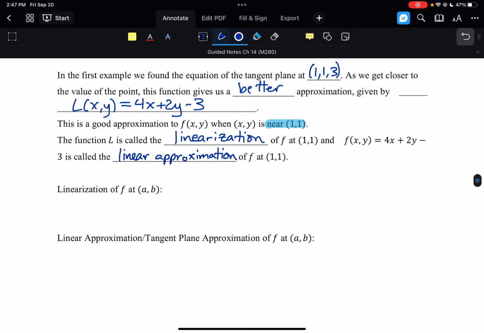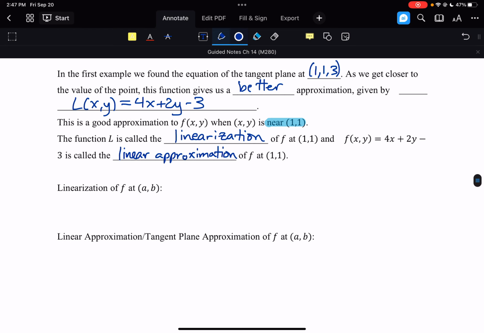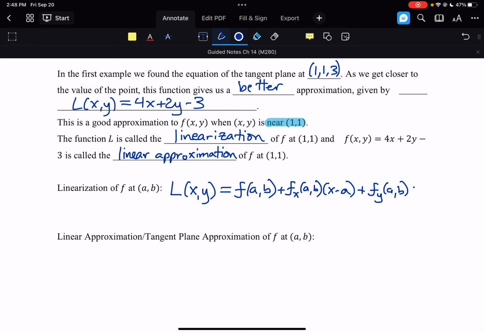If we look at them down here, let me just rewrite these for general formulas. So the linearization of a function f at a point (a, b) will be L of x y equals f of (a, b) plus f sub x at (a, b) times x minus a plus f sub y at (a, b) times y minus b.